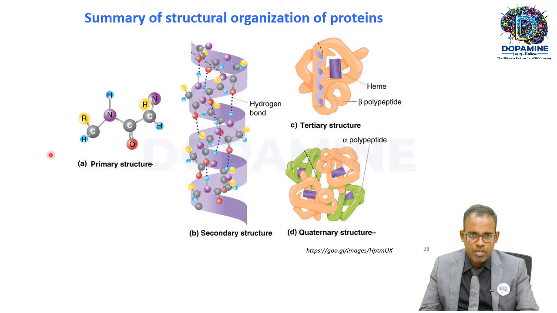So this is a summary of the structural organization of protein. We have a primary structure, which is a linear sequence of amino acids joined together by peptide bond. Then we have a secondary structure in the form of alpha helix, stabilized by hydrogen bonds. Then we have a tertiary structure, where a single polypeptide chain folds upon itself. Then there is a quaternary structure, which is made up of more than one polypeptide chain, for example, 4 polypeptide chains in hemoglobin.